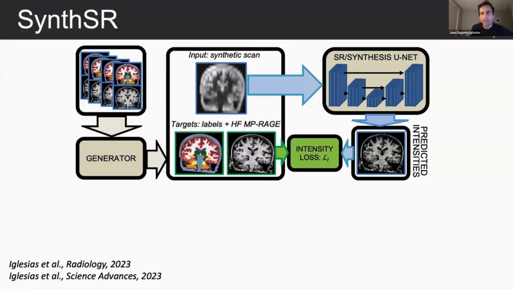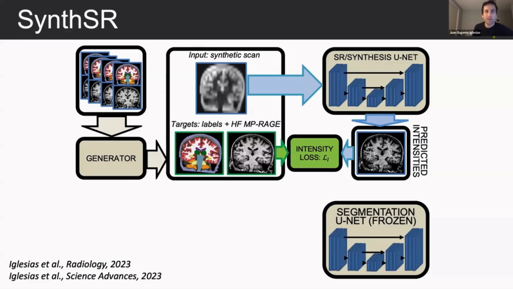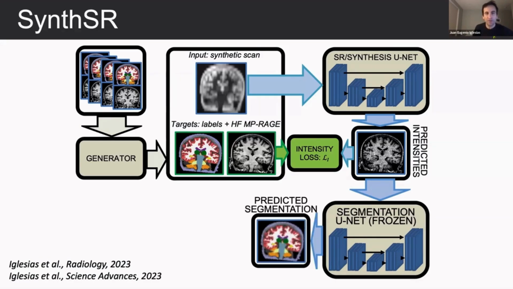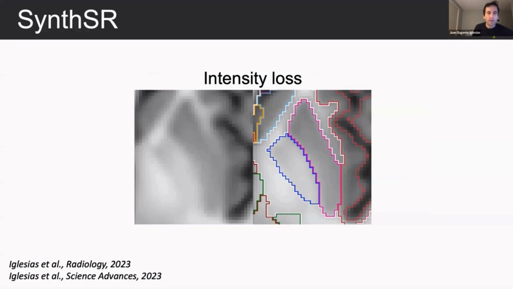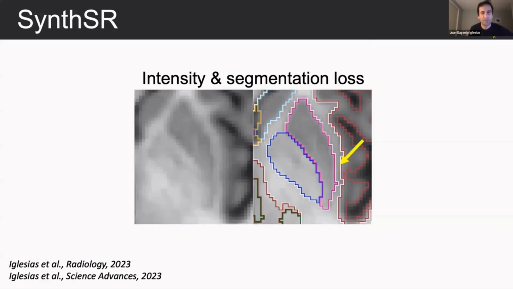So in order to fix that, what we did was take a segmentation U-Net trained on 1 millimeter T1s and freeze it. Then during training of SynthesR, you take the predicted intensities and push them through that U-Net, which gives you a segmentation, and you compare with the original labels. So now, if you blur those features and the segmentation is wrong, you will pay a price, a higher price than you would with L1. This is the before and after when you add that segmentation U-Net. You can see that the prediction is much crisper.